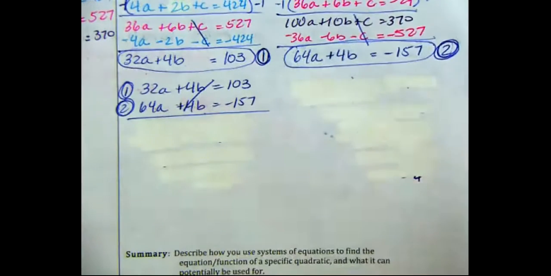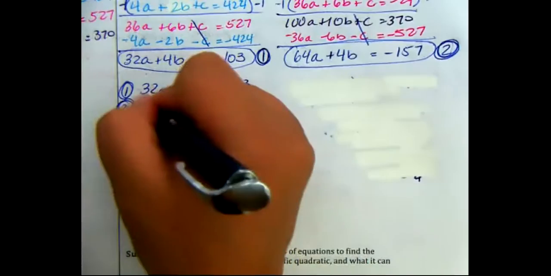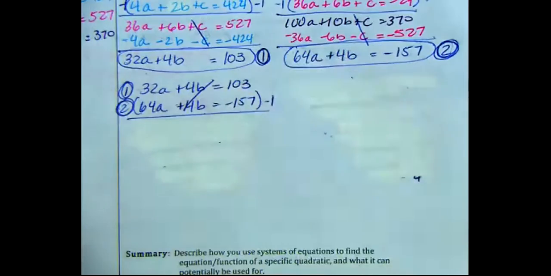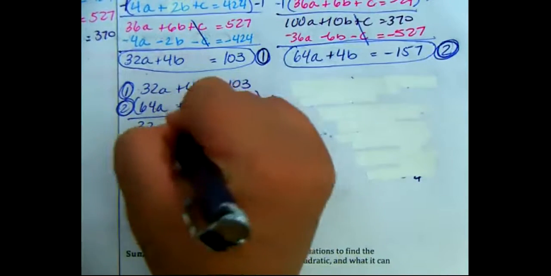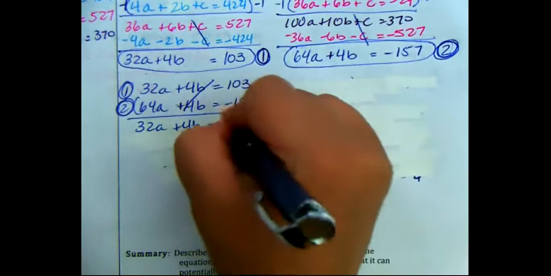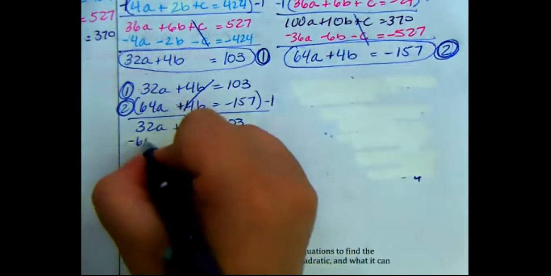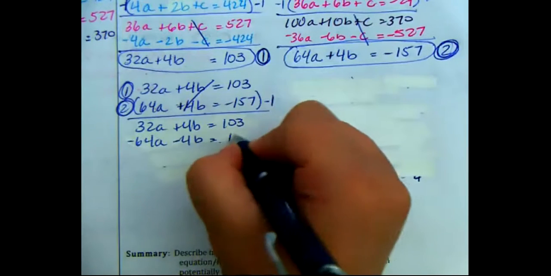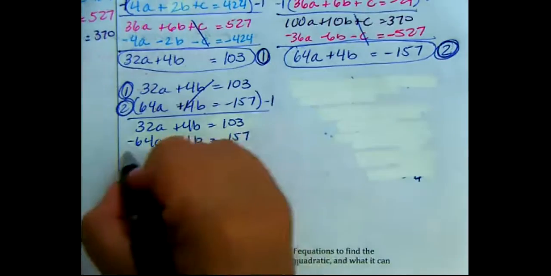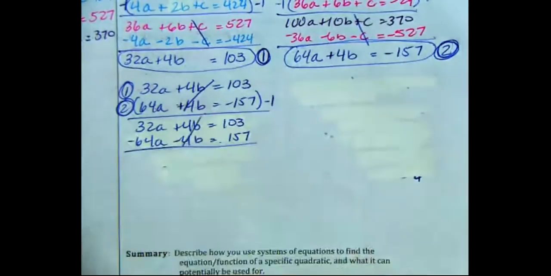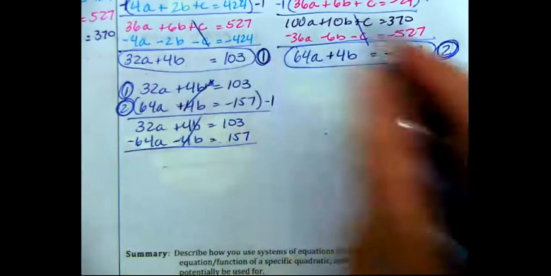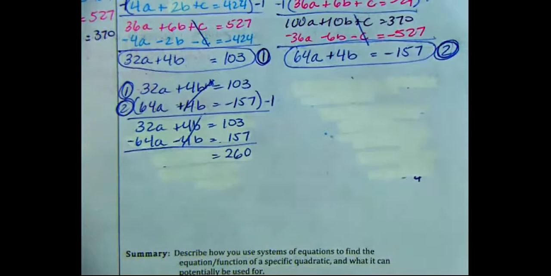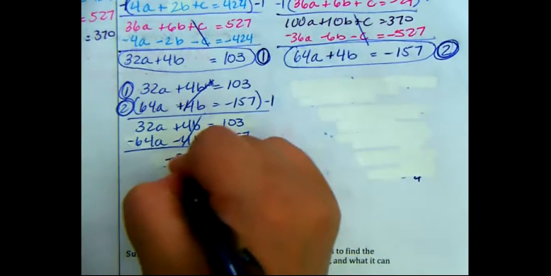That means I got to multiply one of these by a negative number, right? So I can do either one of these by -1, which means 32a plus 4b is equal to 103. But then this becomes negative 64a minus 4b is equal to 157. Now we can cancel, not there. So this is going to be 260 now, and this will be a negative 32a.